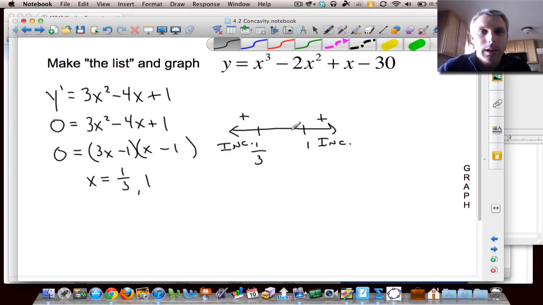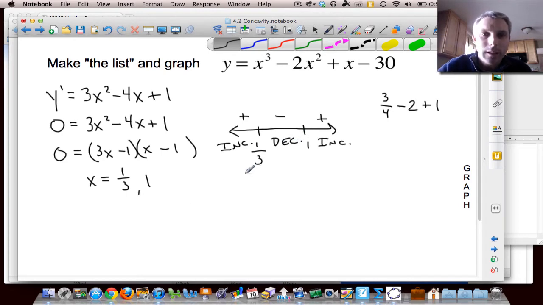And now we've got to plug in a number here. Let's say 1/2. If I plug in 1/2, this one might take a little thinking. 1/2 squared is 1/4, times 3 is 3/4. If I plug in a 1/2 here, I get 1/2 and 4 is 2. So I get -2 plus 1. -2 plus 1 is -1. 3/4 minus 1 is negative. So I am decreasing in that region.